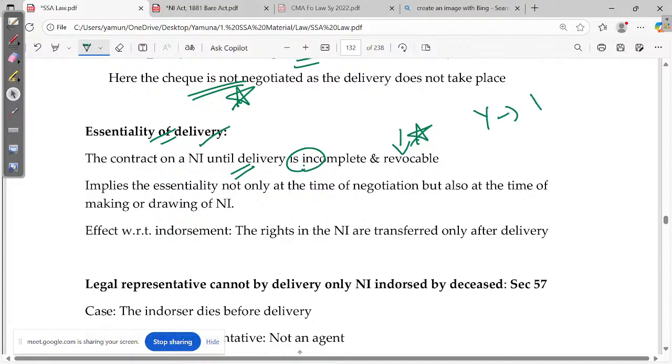Y has kept it in his table drawer. After keeping it in the table drawer, he has not informed anything to Z. After that something went in his mind and he doesn't want this check to be given to Z.